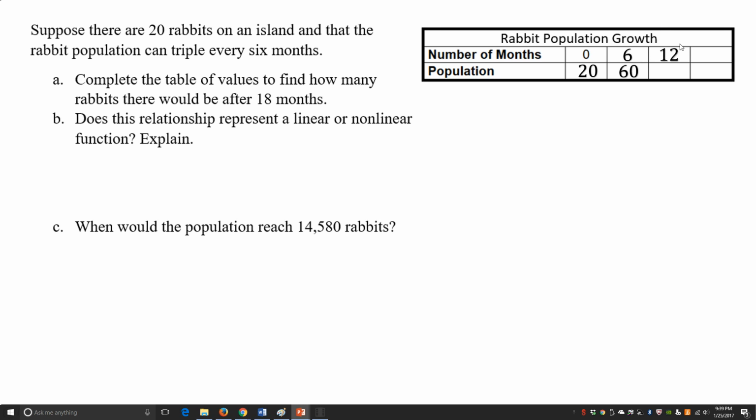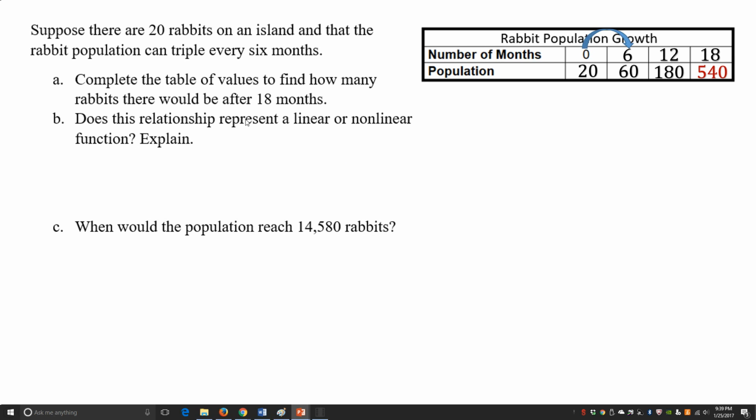Then we have 6 more months passing. What would be the result after 12 months have passed? What number goes here? Well, 60 times 3 is 180. So we're at 180 rabbits. And then we're going to go to 18 months. So we have 12 plus 6 more. And then 180 times 3 is 540. So that's how many would be on the island after 18 months: 540 rabbits.